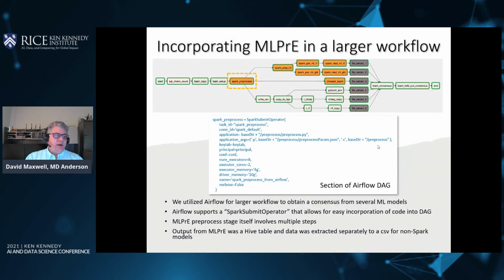Finally, we want to incorporate MLPrE into a larger workflow. What I'm showing here is basically a section of an Airflow DAG. It's a graphical representation. Highlighted here is the Spark preprocess, which is basically calling this MLPrE code and running a Spark job on it to prepare the data for the rest of the stages here. The ultimate goal is to run several different models and gain a consensus of those.